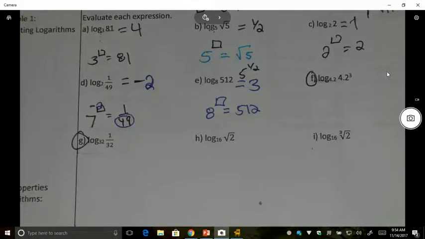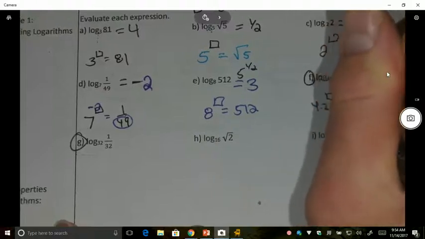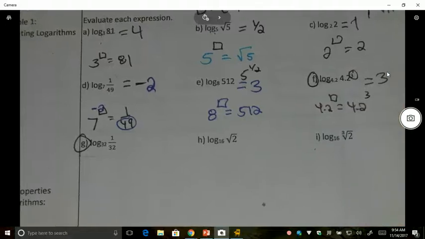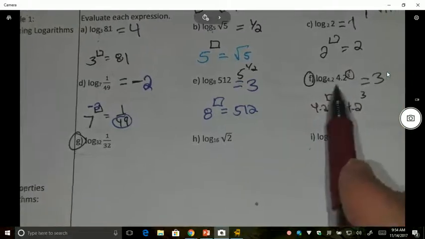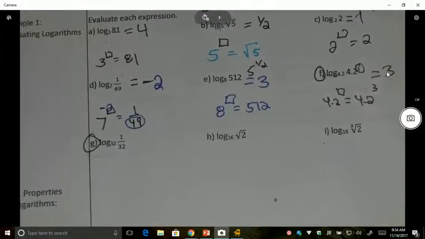Anyone have an answer for letter F? Raise your hand if you have an answer for letter F. I would hope at least 4.2 of you, no, I'm just kidding. I'd hope at least 3 of you would have the right answer. 3, right? 4.2 to what power is 4.2? Well, this is 4.2 to the first, so it has to be 1. We'll talk a little bit more about how this looks and how we don't have to think about this as much in a little bit.